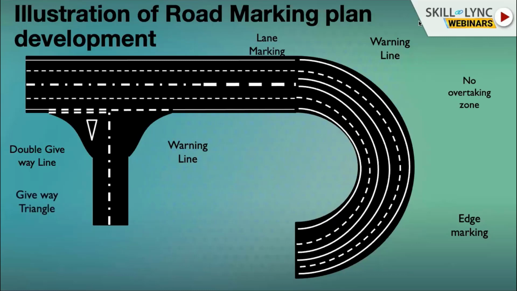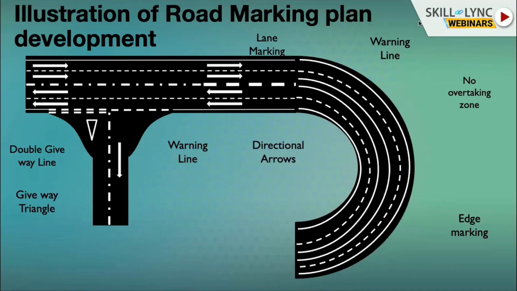A giveaway triangle is provided to give extra emphasis that you need to give way for the priority vehicles. For the directional signs, we need to analyze what directions of travel are possible, and provide all the directional signs for the road users, like bifurcation arrows. At this junction, the traveler can go either straight or to the left. Maybe a right sign should also be included.